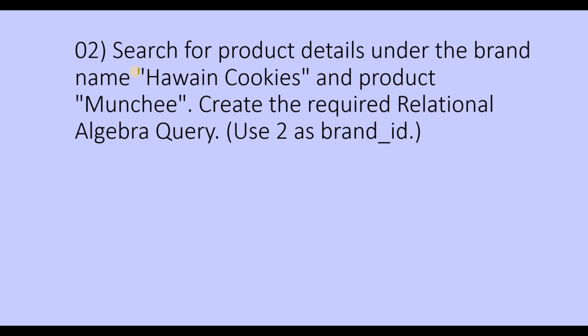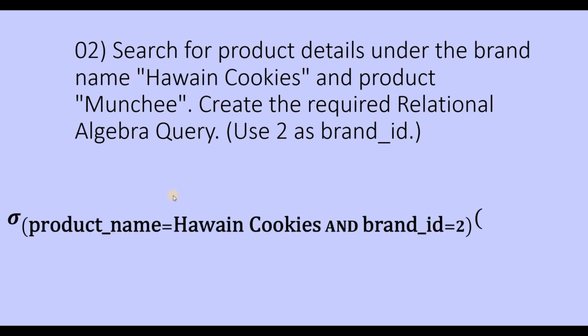Product equal Hawain Cookies and the brand ID equals 2. So that's the selection in this second question. For that, we can use the letter sigma. You can see here I have used the selection operator, and here is the condition. In the condition, I have mentioned that the product name should equal Hawain Cookies and the product ID should equal 2. So we have to select those 2 from the product table. So here's the answer for the second question.